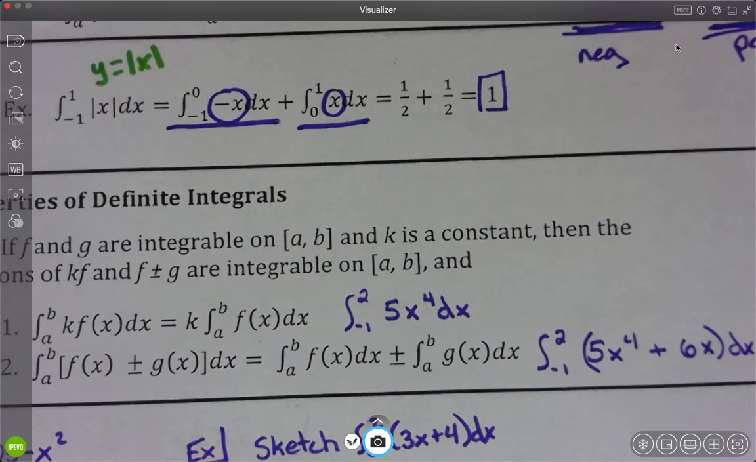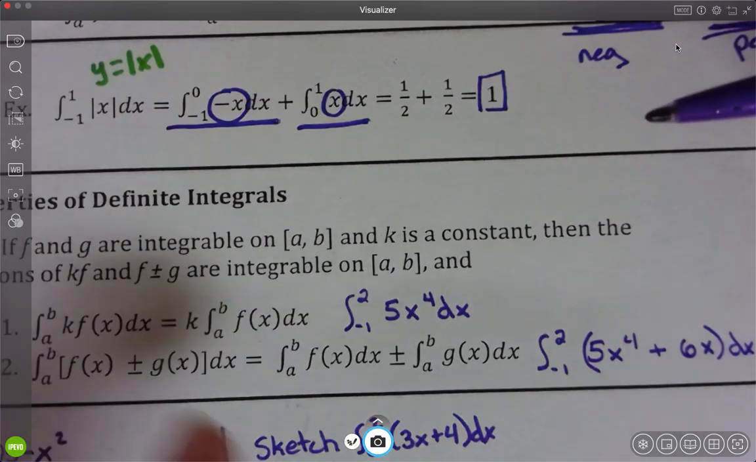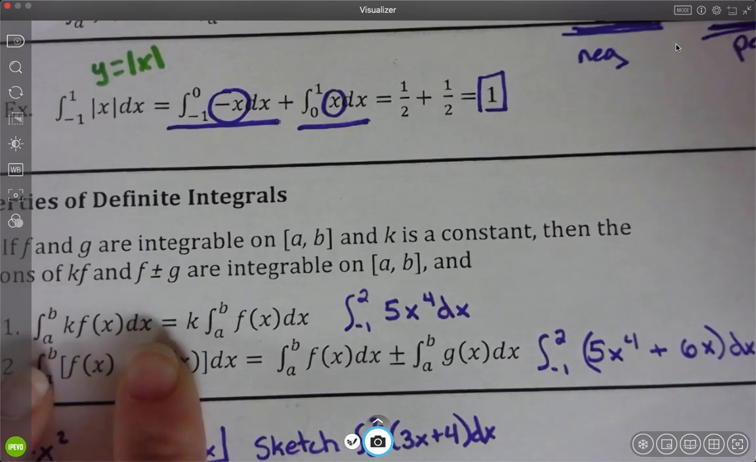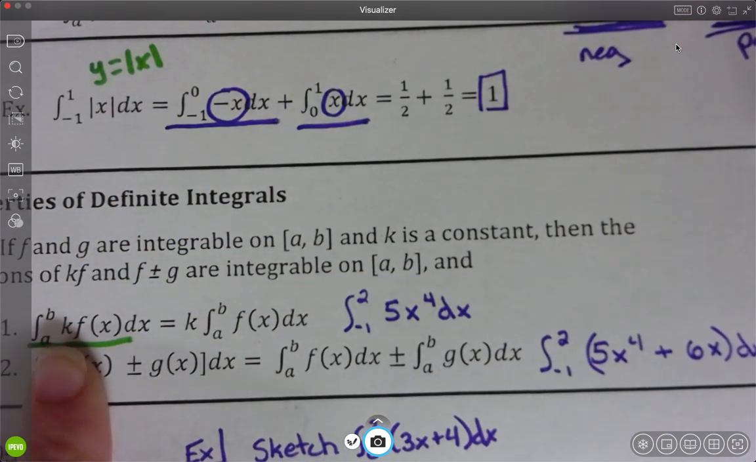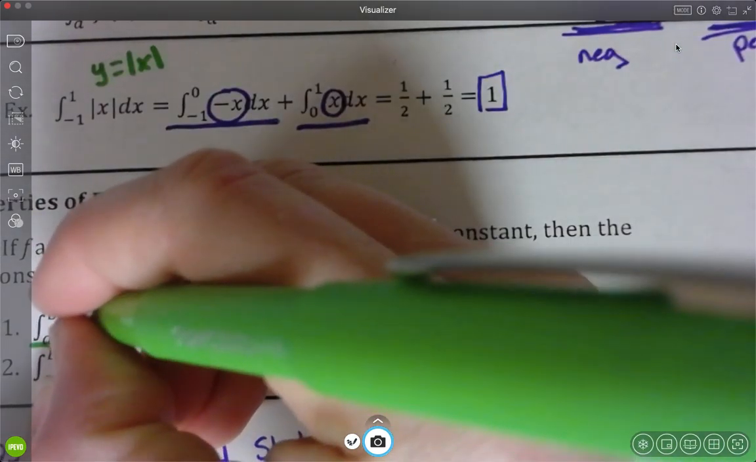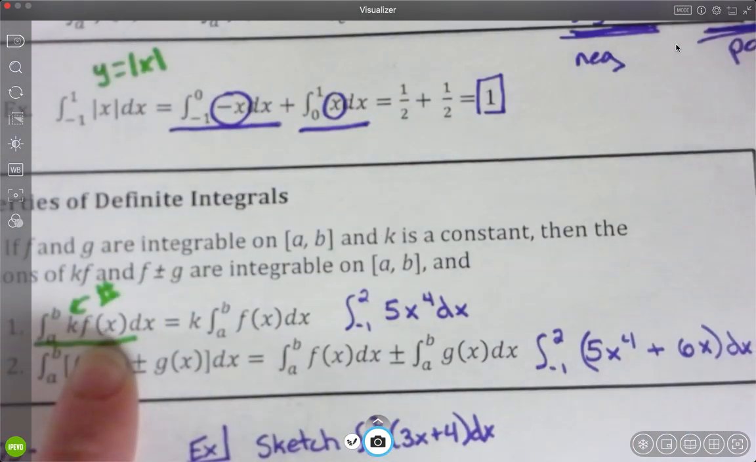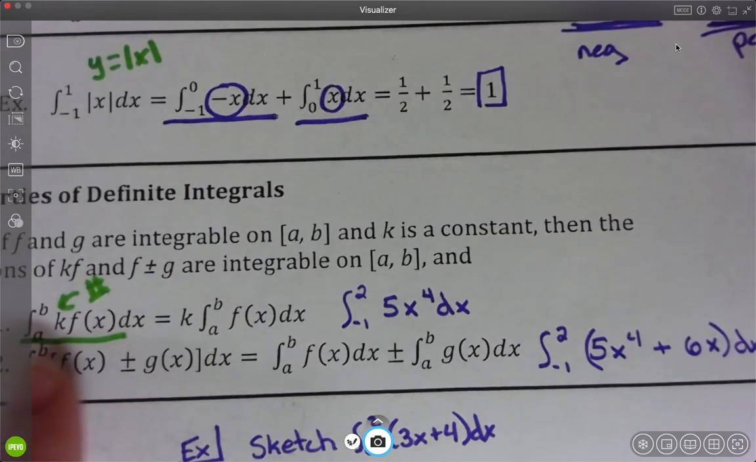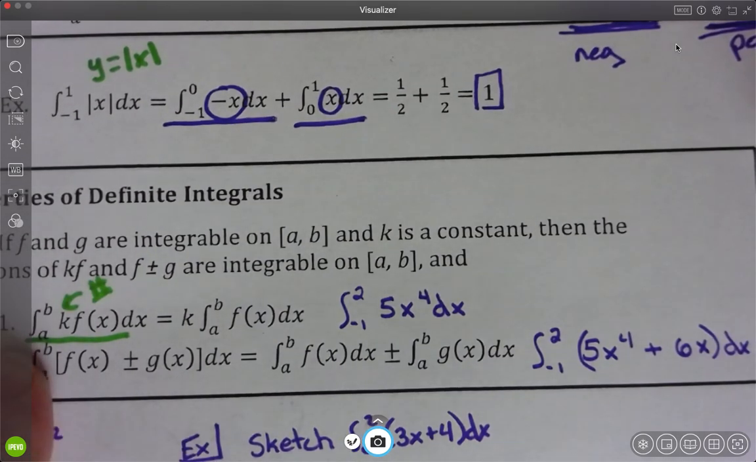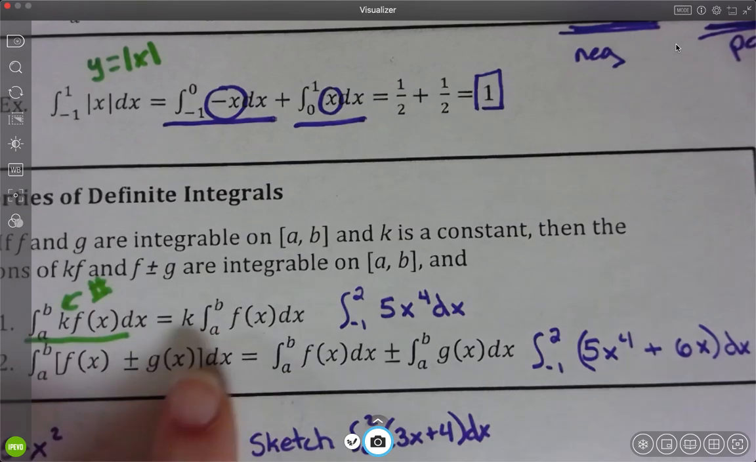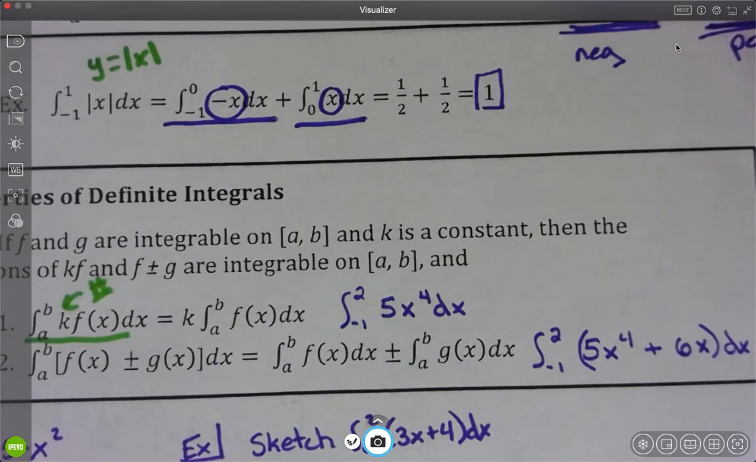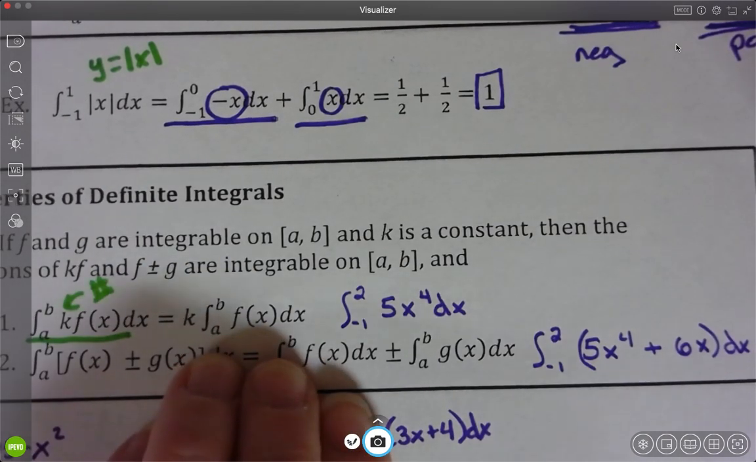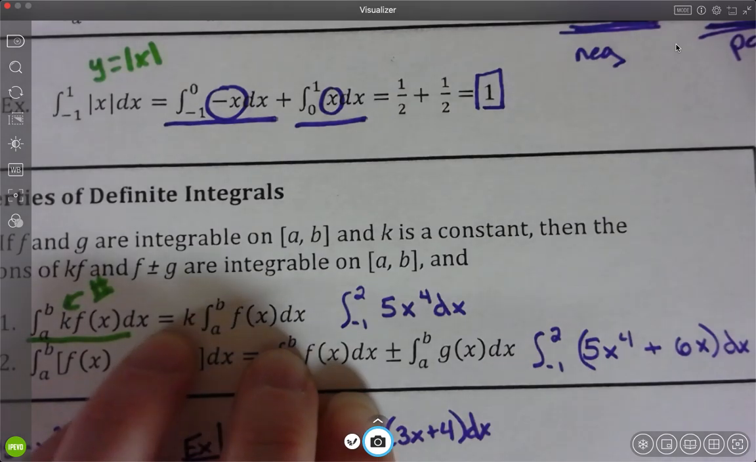So when we're evaluating antiderivatives, they have the antiderivative of k, where k is some constant, just a number, times a function, and then I'm evaluating from a to b. What I can do, and a lot of times I will do, just to make my life easier, is take that k and bring it out in front of the whole thing, and then just evaluate the integral by itself, and then multiply that k through.